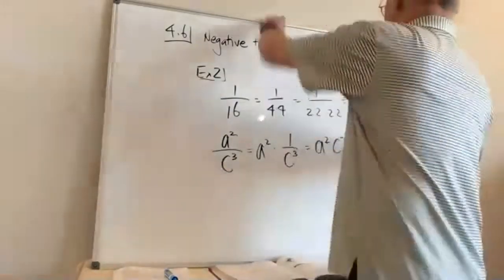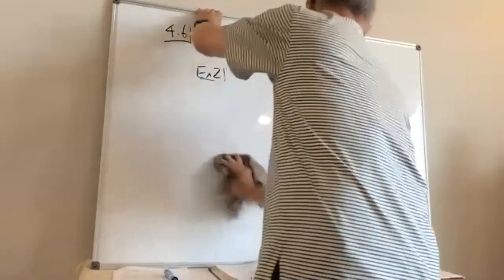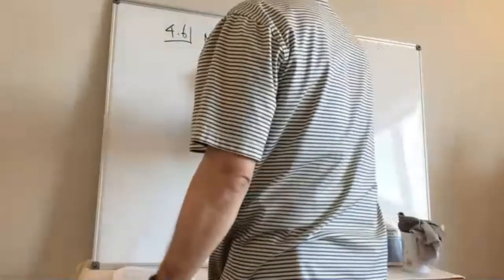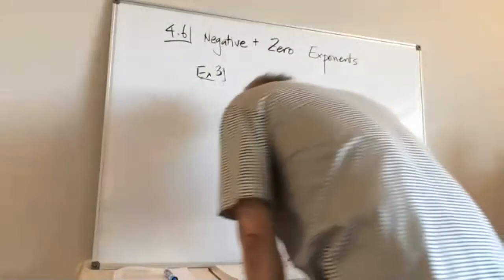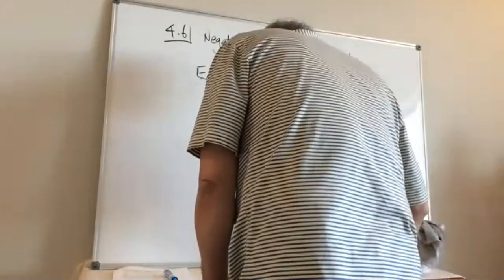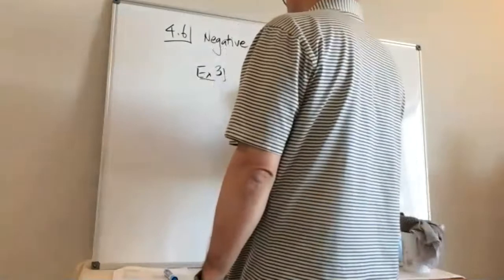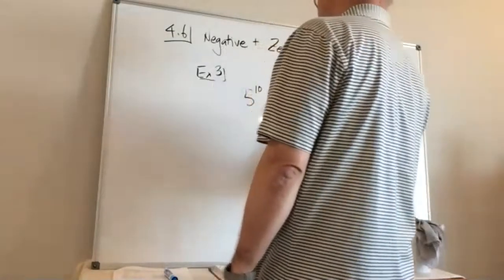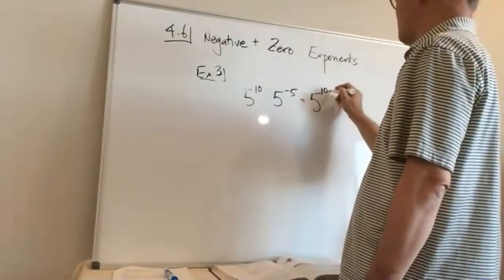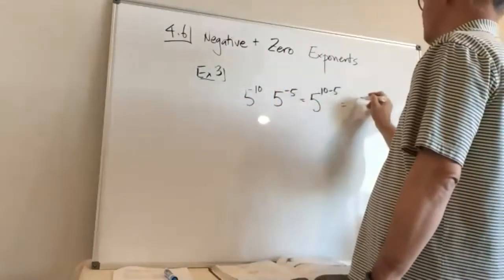Let's see if we can do example number 3. Example number 3, we're going to find the product or quotient. Write your answer using only positive exponents. 5 to the 10th times 5 to the negative 5th. This is the same as 5 to the 10 minus 5. So this is just a product rule, right? This would be 5 to the 5th.